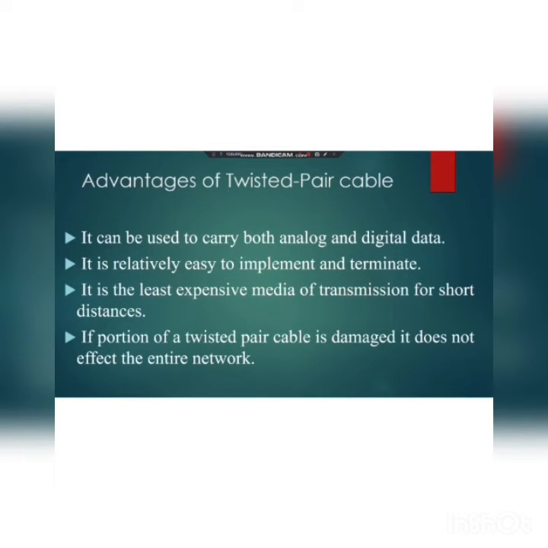Advantages of twisted pair cable. It can be used to carry both analog and digital data. It is relatively easy to implement and terminate. It is the least expensive media of transmission for short distance. If a portion of a twisted pair cable is damaged, it does not affect the entire network.